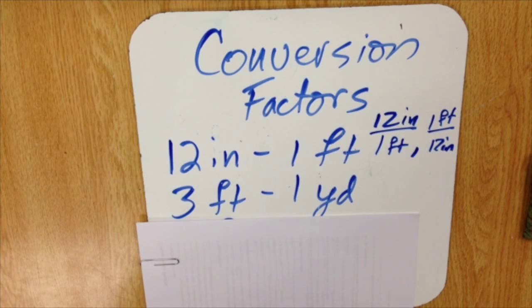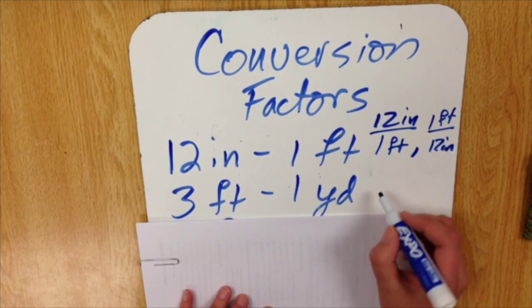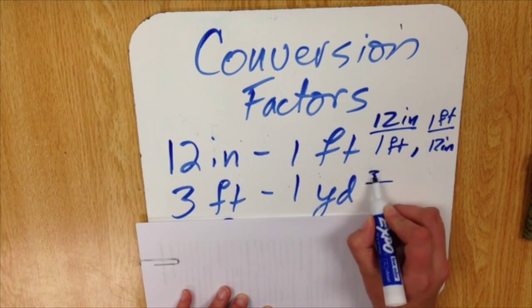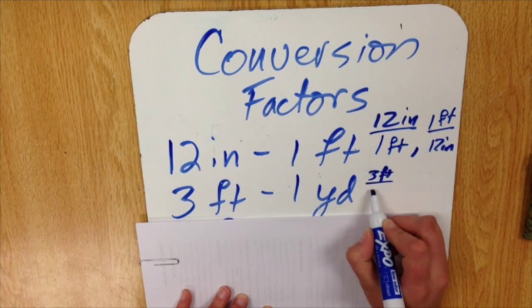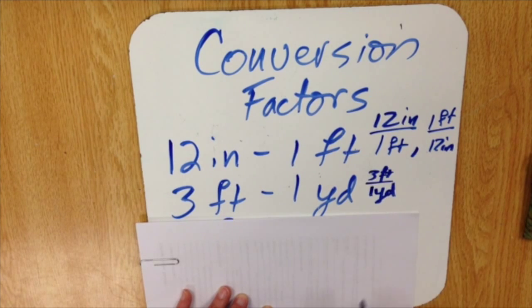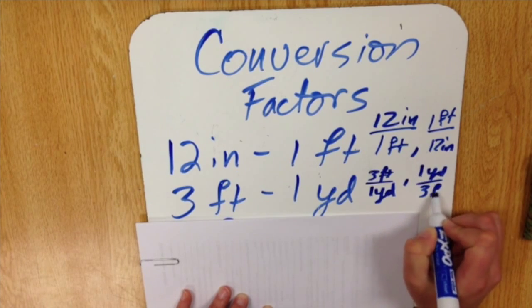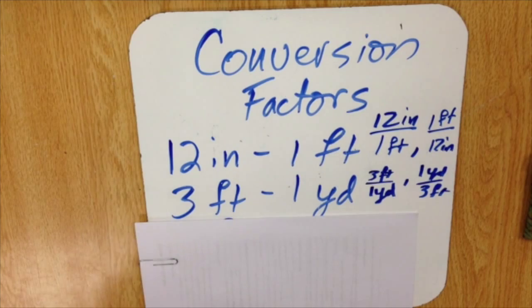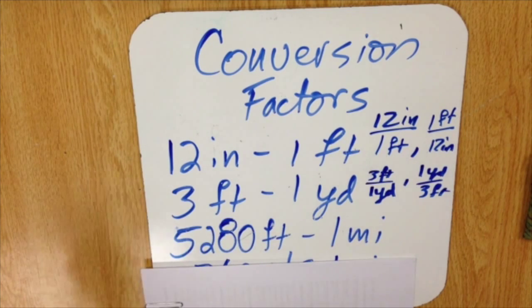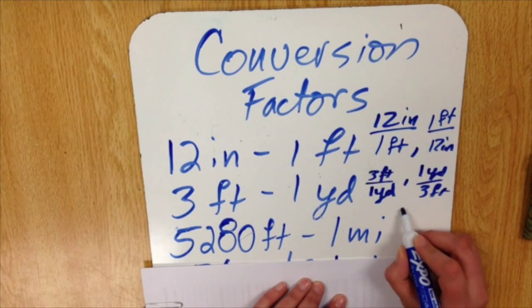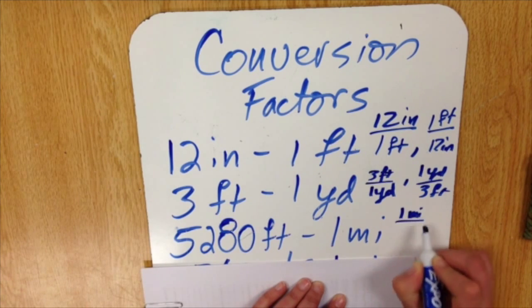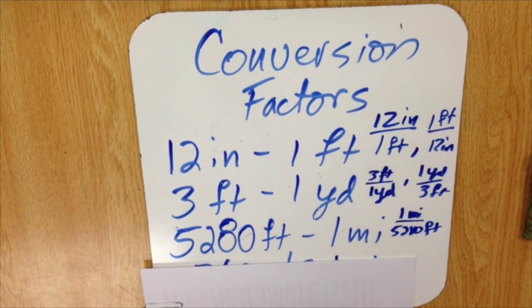So if I look at the factor of 3 feet in 1 yard, if I want feet, where does feet go? That's right, feet's going to go on top. So that would be 3 feet over 1 yard. Or if I want yards, it would be 1 yard over 3 feet. You can do the same thing with much larger numbers like 5,280 feet in a mile. If I want miles, then 1 mile would go on top, 5,280 feet would go below.